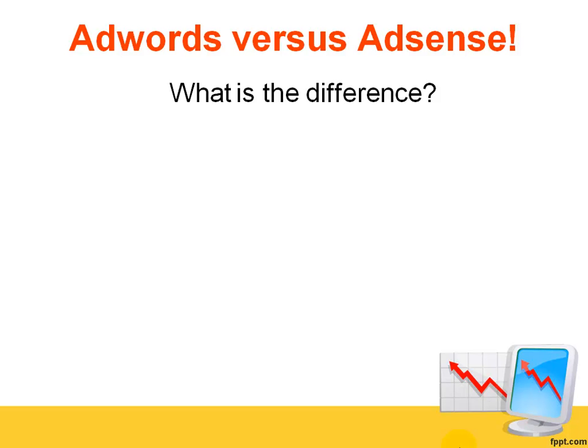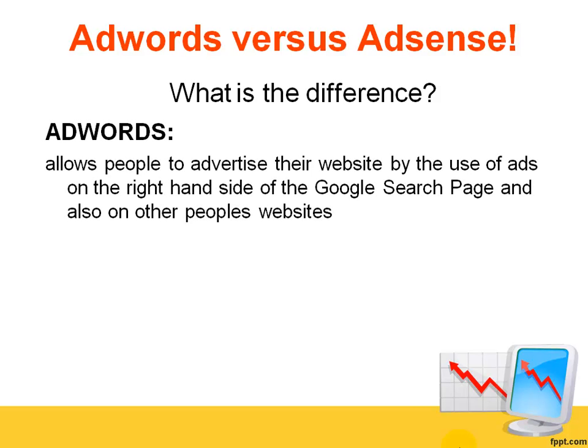So you may have heard of AdWords and you may have heard of AdSense. So what's the difference? Okay, well, AdWords allows people to advertise their website by using ads on the right hand side of the Google search page. You may have seen these little ads on the right hand side, and sometimes some coloured ads on the top of the left hand side. And you can also advertise on other people's websites through Google.